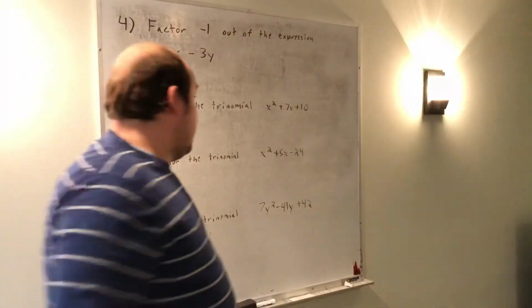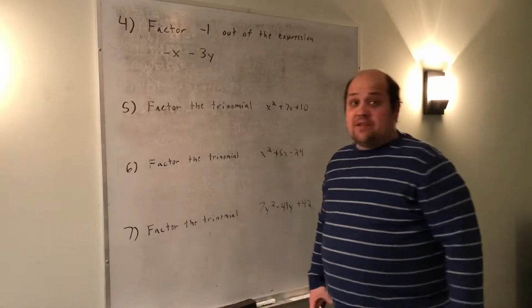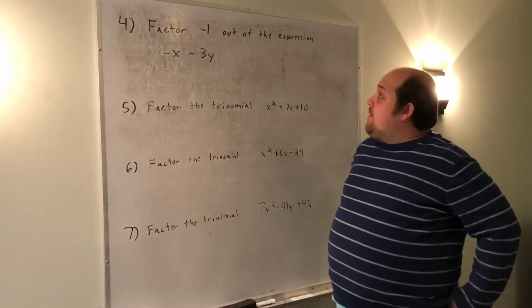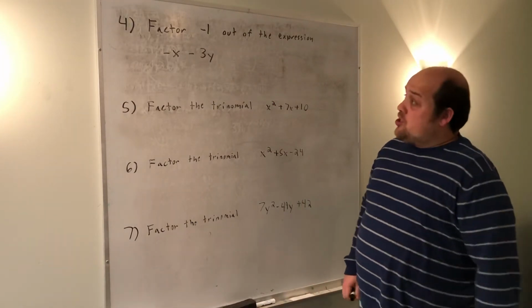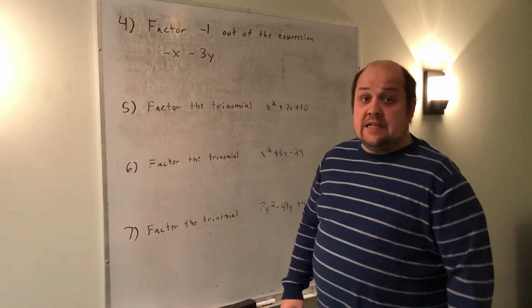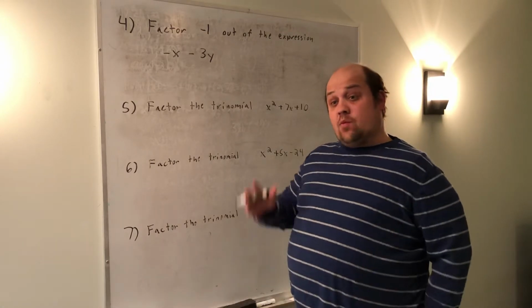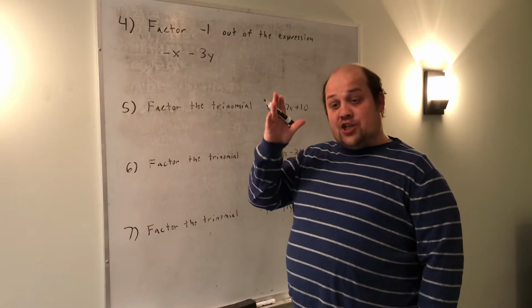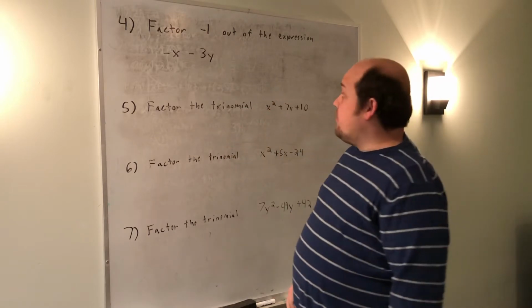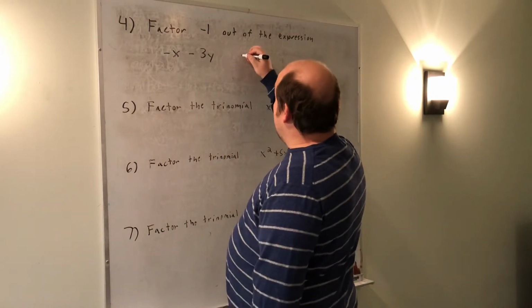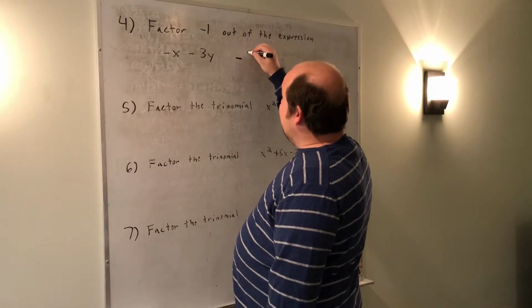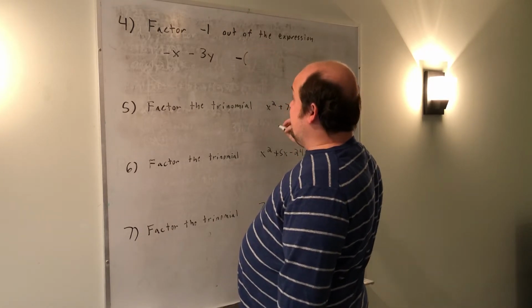Alright. The next section on sample test 3 asks me to factor -1 out of the expression -x minus 3y. This is just reinforcing the idea that when I factor out a -1, I change all the signs of everything I factored out. So a -1 comes out. I don't really need the 1, I can just put the negative sign outside.